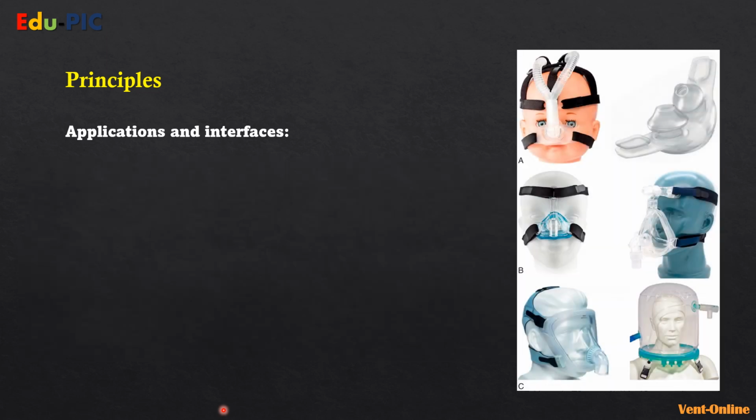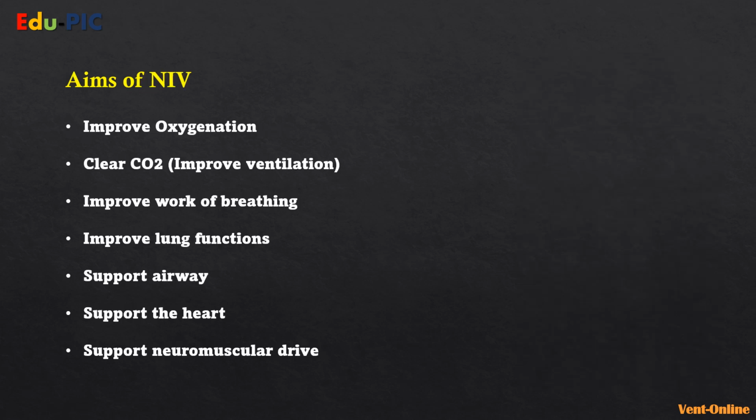Then interfaces that you apply to the face can also be different. So they can go from nasal masks to nasal prongs to bigger nasal masks, or nasal plus mouth covering masks, Venturi mask, or even helmets. All of these interfaces can be used. So what are we aiming to achieve then with non-invasive ventilation generally?